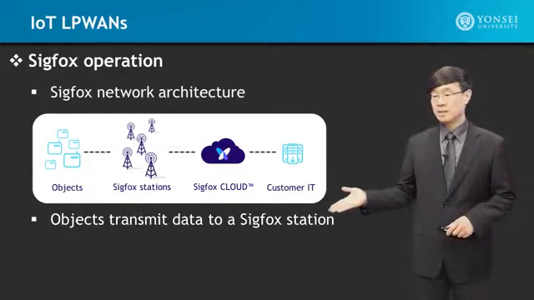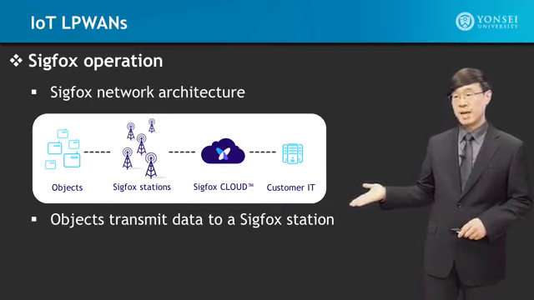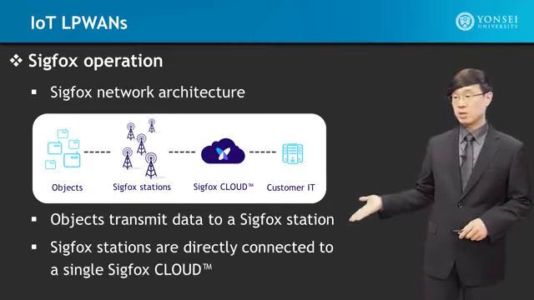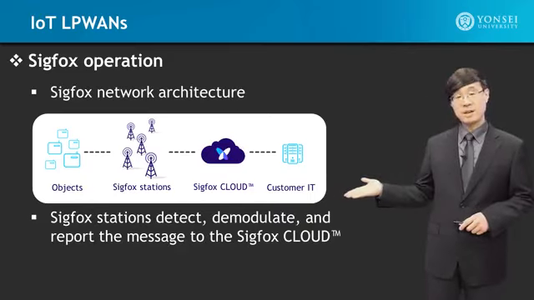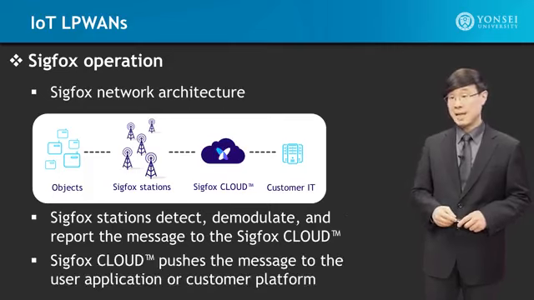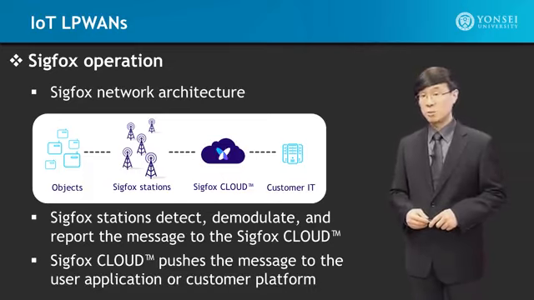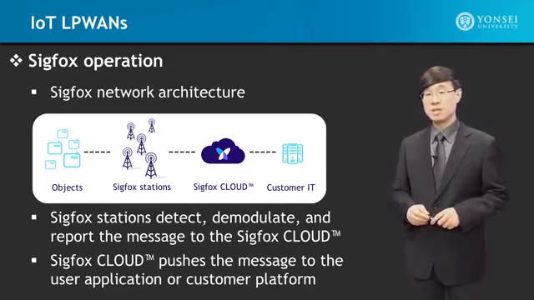The objects that sense data will send their data to the Sigfox station, and the stations will send directly to the Sigfox cloud. When the objects send their signal to the Sigfox stations, then the Sigfox stations will detect these signals, demodulate the signals, and report the messages to the Sigfox cloud. The cloud will push the messages, will send the messages to the user application or the customer platform. And this is how service is conducted.